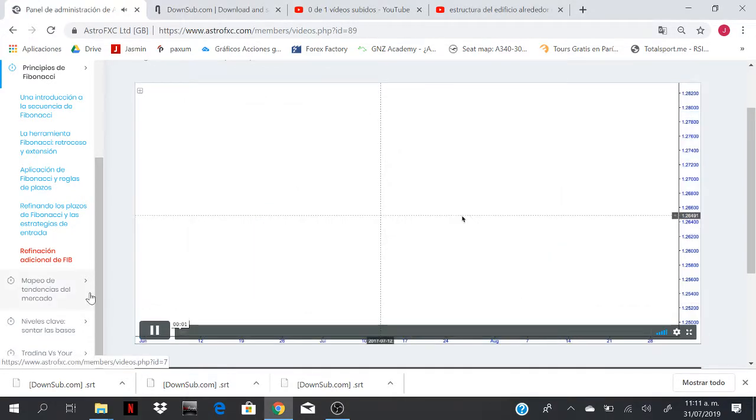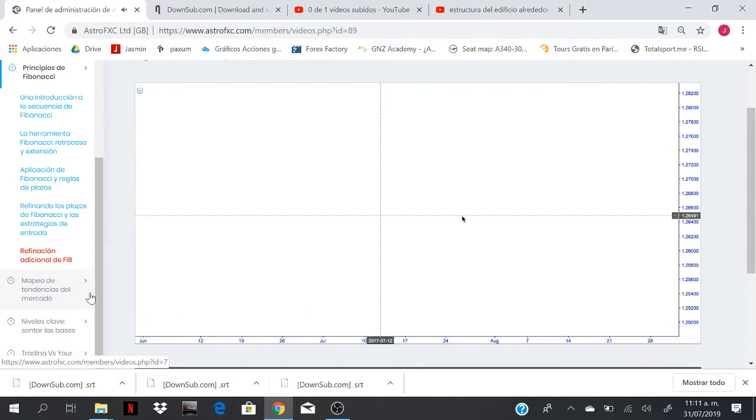The Fibonacci tool, for the end of the Fibonacci section. Now, I'm sure by now you have an idea and you've more or less got a grasp of how we use and utilize the Fibonacci tool, the different levels, whether they be retracement or extension.